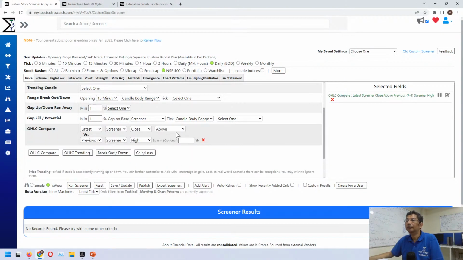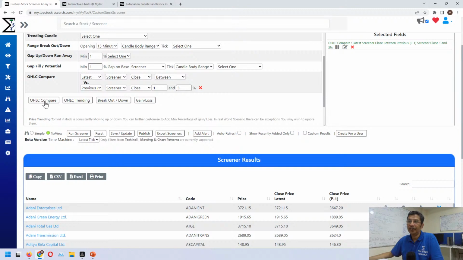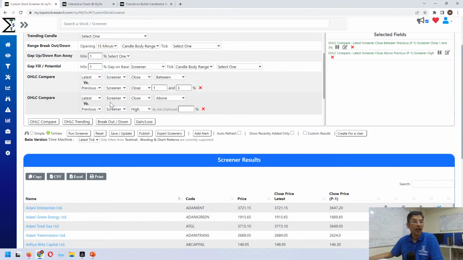Okay, let's see. Close between 1 to 3%. Some stocks are coming, right? So the latest stock close is between this range. Then we add another one, as Nitin mentioned: P minus 2 close, right, between 1 to 3%.